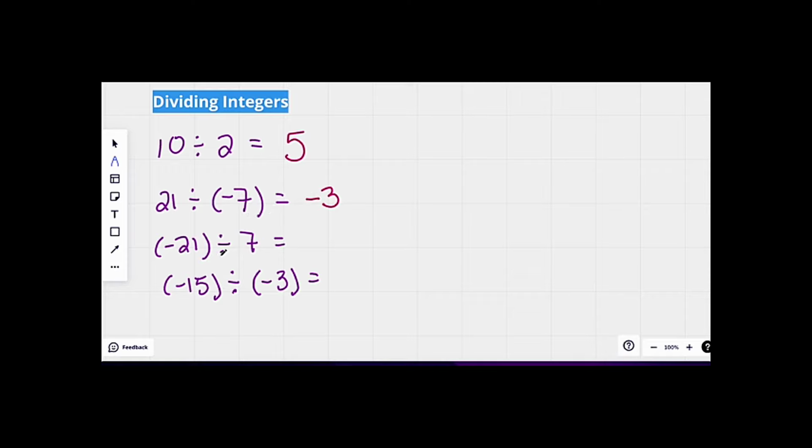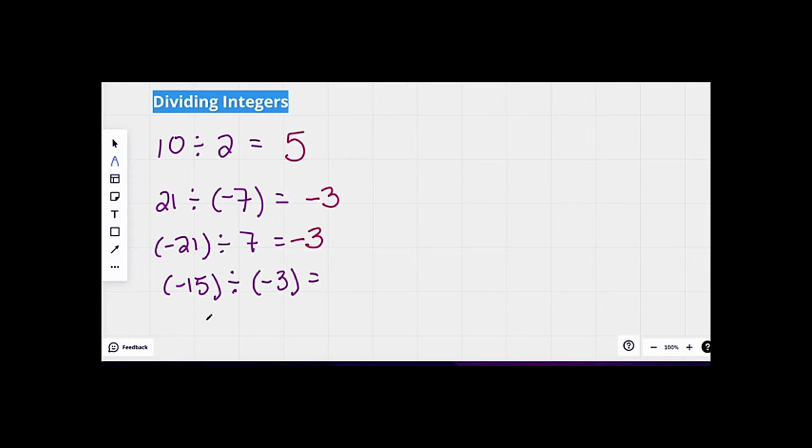What about negative 21 divided by 7? Again, we've got the same numbers that we see above, so we know we're going to have a 3, because 21 divided by 7 is 3, but is it a negative 3 or a positive 3? So we've got a negative 21 divided by a positive 7. We know that a negative divided by a positive is always a negative.